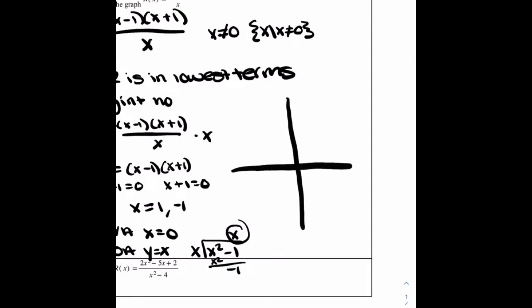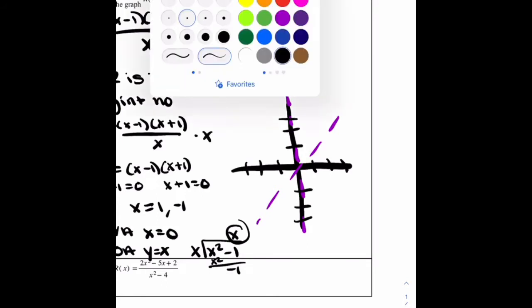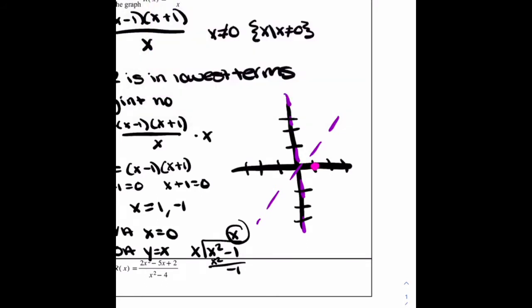Now we're going to take all this information we just found and graph it. The first thing I'm going to do is put in those asymptotes at x equals 0 and y equals x. I'm going to do my graph in pink. So I'm going to place markers, and I have x-intercepts of 1 and negative 1. Now I'm going to use my asymptotes as a guide to graph my function.